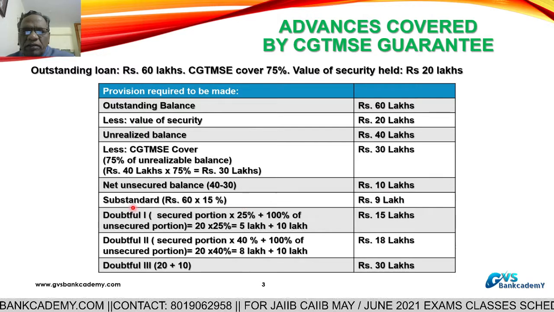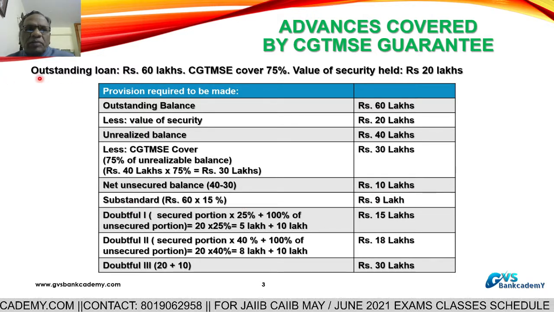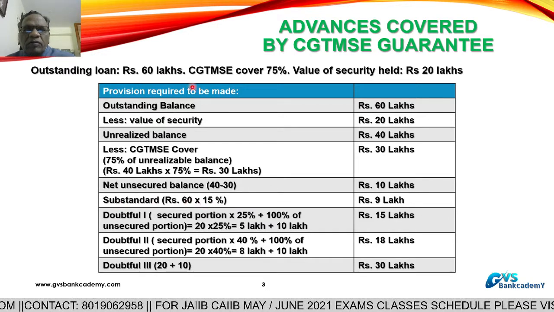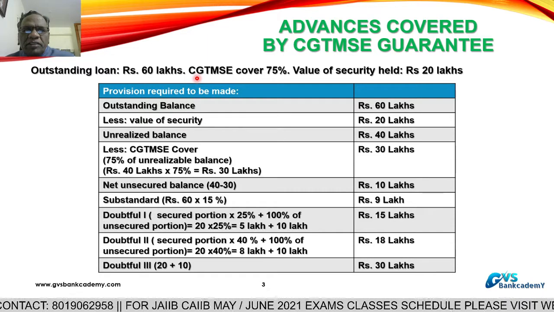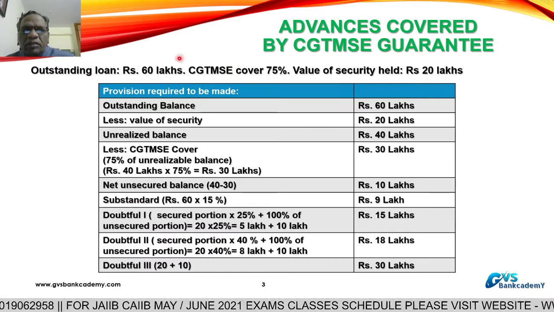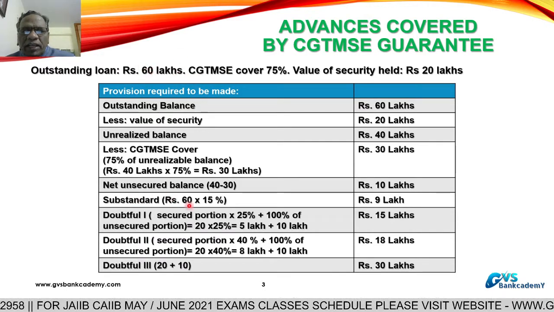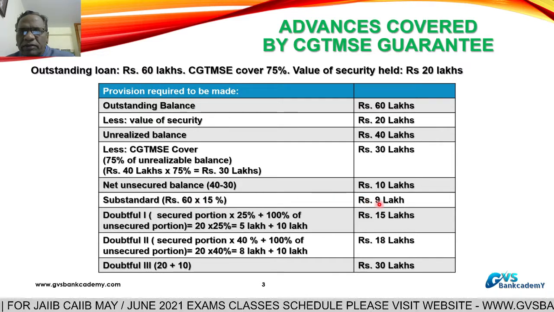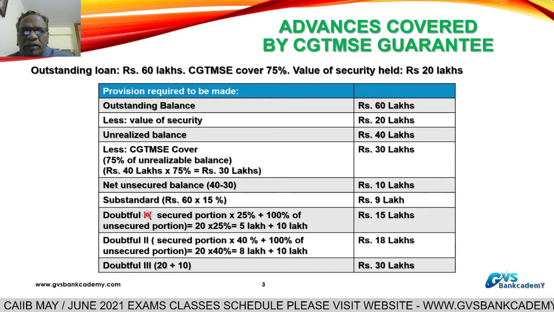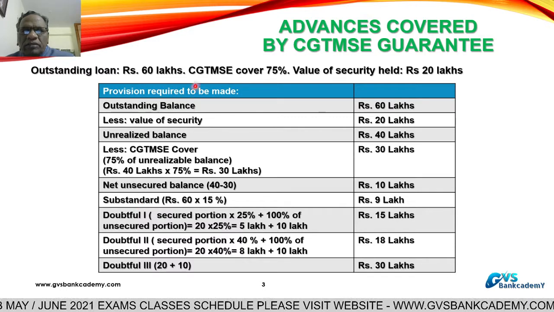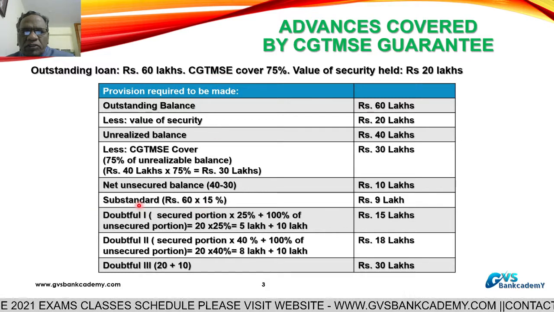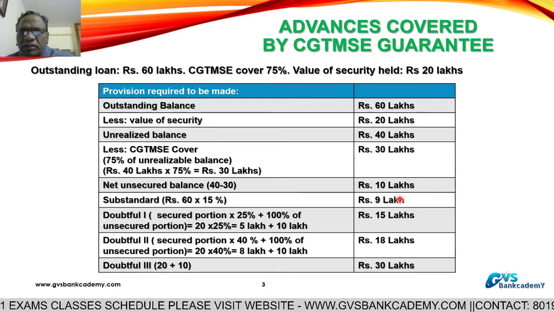Then the provision calculation. If the account is in the substandard category, what is the provision amount? When a loan is guaranteed by CGTMSE or ECGC, this is treated as secured advances. So secured substandard is 15% of the outstanding balance. 60 lakhs into 15%, that is 9 lakhs, the provision on substandard advances. CGTMSE and ECGC guaranteed advances we always treat as secured.